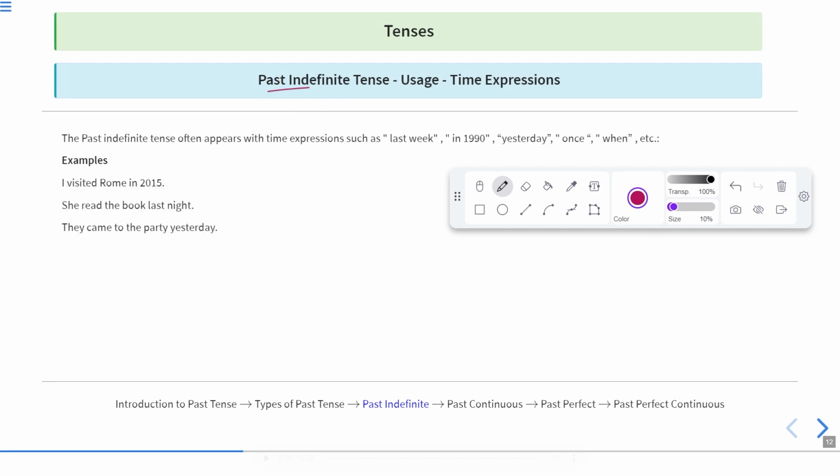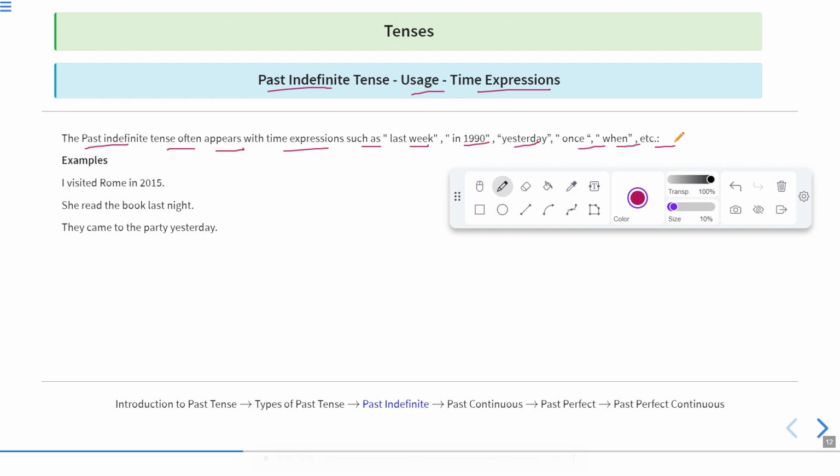Here is another usage of past indefinite tense, usage to show the time expressions. The past indefinite tense often appears with time expressions such as last week, in 1990, yesterday, once, when, etc. Now, this is simple formation when we have the time of past or when some action has taken place and when we know the time of action. Obviously, the time will be of past because the action has already happened.